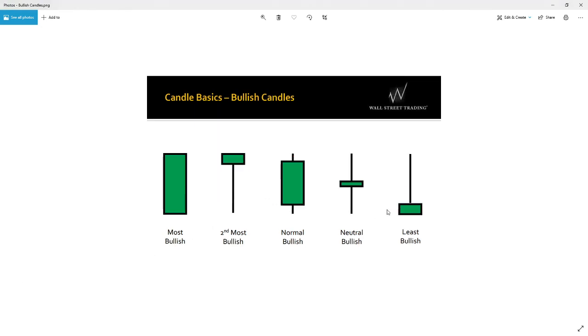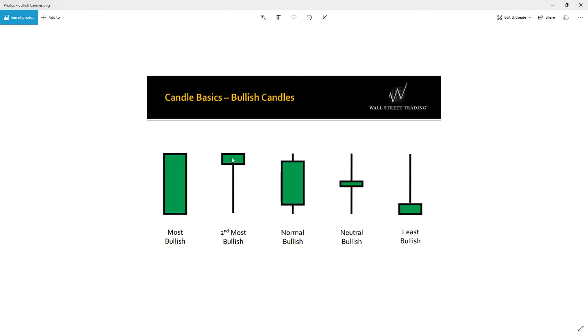If you look at this chart, this is the same thing, just in reverse. Most bullish, second most bullish. Bears were in control. The bulls came and they bought it up. The buyers came and they bought this candle all the way up to here. So this is a very good indication.